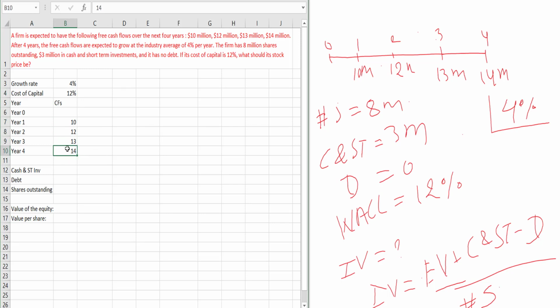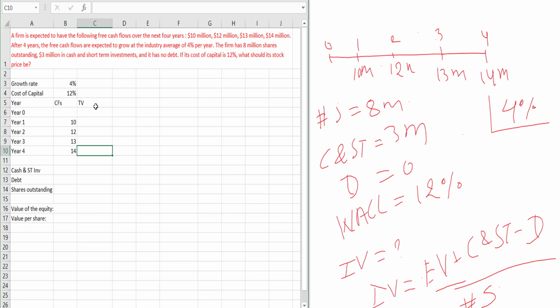Now, to get to this intrinsic value, we have to compute the enterprise value. And remember, enterprise value is the present value of all the future cash flow plus the present value of terminal value, right? So let's compute the terminal value first. And what is the terminal value? Terminal value is the value of the business at the beginning of the constant growth cycle, right?